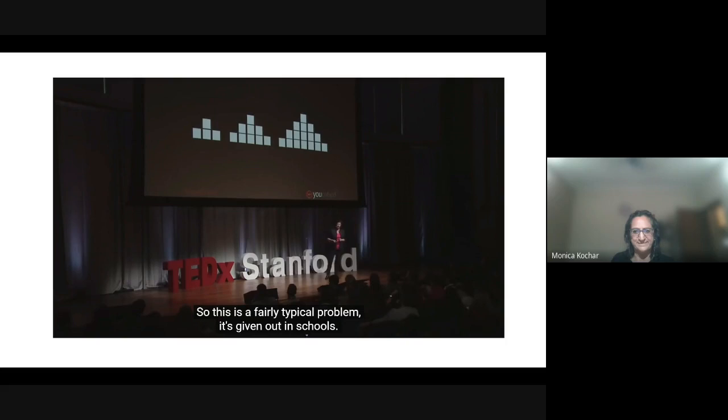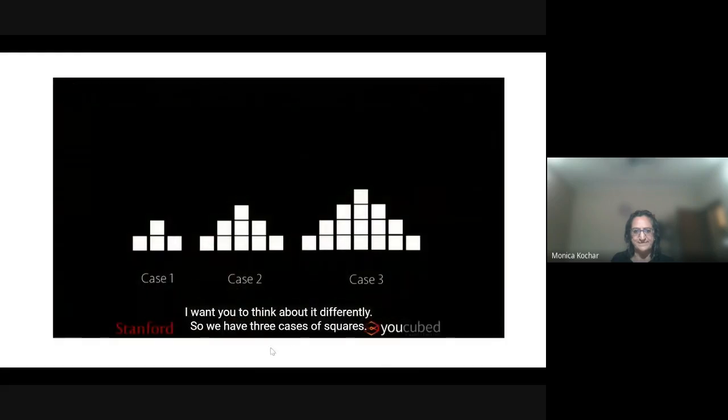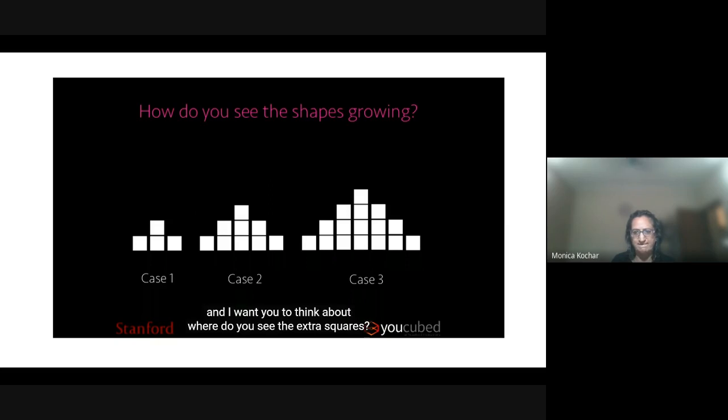So this is a fairly typical problem that's given out in schools, and I want you to think about it a bit differently. So we have 3 cases of squares. And in case 2, there's more squares than in case 1, and in case 3, there's even more. And often this is given out with the question, how many squares would there be in case 100 or case n? But I want you to think of a different question now. I want you to think without any numbers at all, or without any algebra. I want you to think entirely visually, and I want you to think about, where do you see the extra squares? If there are more squares in case 2 than case 1, where are they?